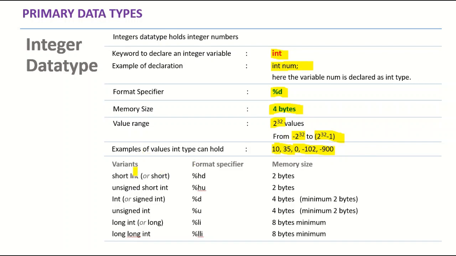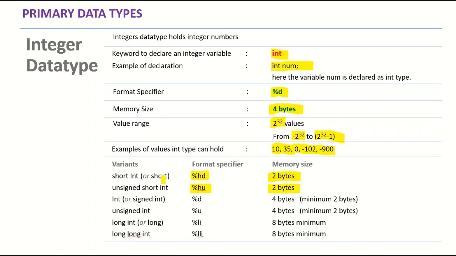The other variants of integer data type are short int or simply short. Short int takes only 2 bytes to store in the memory. Unsigned short is the unsigned version of short int. The format specifier is %hu. This also takes 2 bytes.